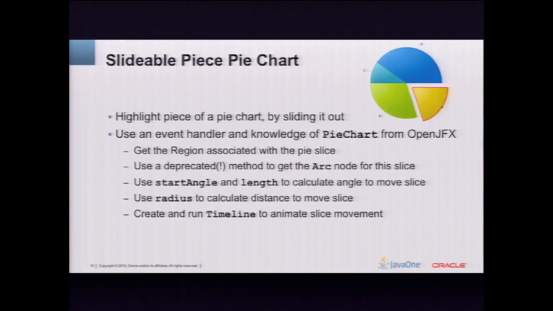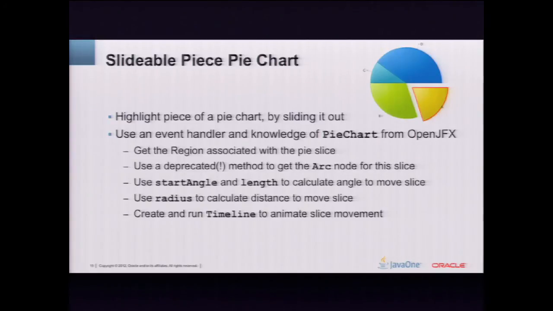So the way I did that was, okay, you're going to use an event handler, and what I had to do was to actually have a look at the code for pie chart in order to figure out how it worked. That was easy because it's open source. So if you go to OpenJFX, then you can actually download the source code for all the controls. So I could actually look at the source code for the pie chart and figure out what was actually happening underneath.